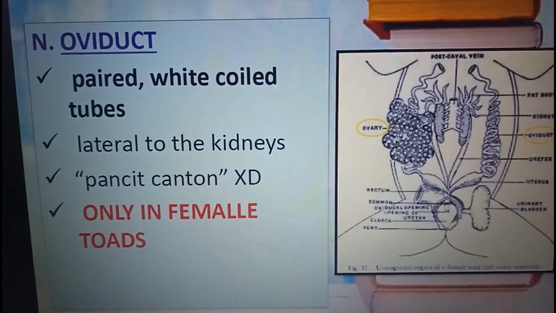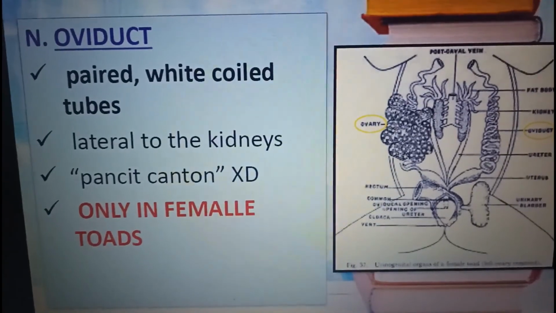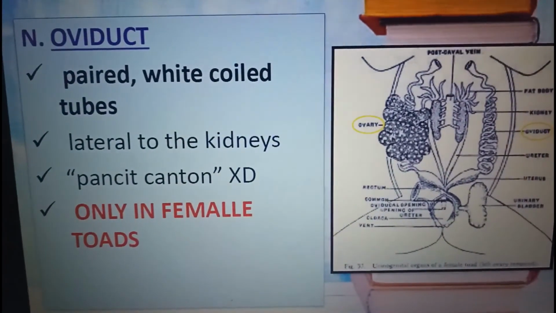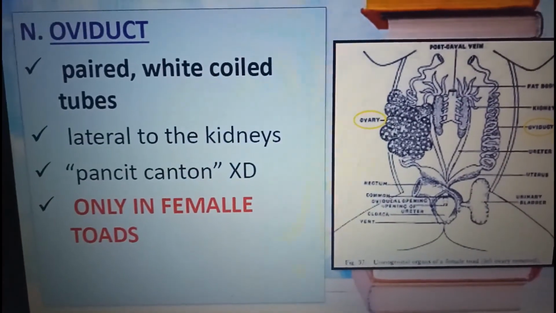Now, the oviducts are paired white coiled tubes. They look like pancit canton and can also only be found in female toads.